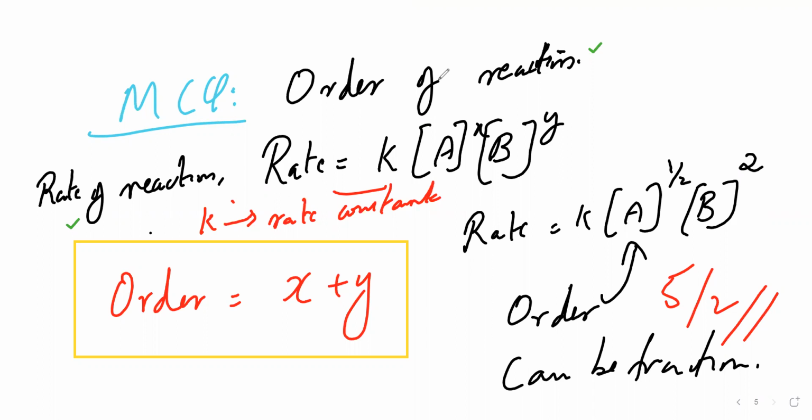Is order of reaction easy or difficult? That is basically the MCQ. That's it. You just need to know the superscripts of the concentrations of A and B. That's it. Is it clear for everyone? This one, 5 by 2. I think everyone knows fractions. Those who do not know, please let me know. Okay, once I come to the class now.